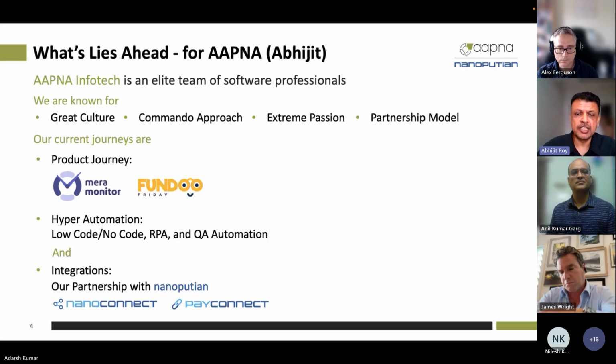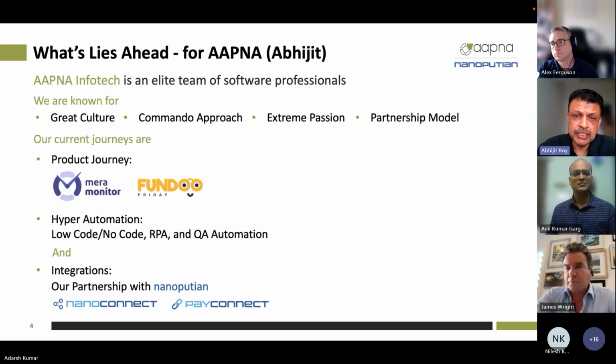Apna Infotech is constantly investing in its future. Our current journeys are a set of products targeted towards enabling virtual organizations to be successful, Mera Monitor and Fundu Friday being two of them, and hyper automation, where we have built competence in a set of low-code platforms and RPA tools. And finally, the reason why we are all here today, our foray into integrations. In the earlier two sessions, we spoke about integration in general and NanoConnect platform. Today, we will be deep diving into the PayConnect platform.